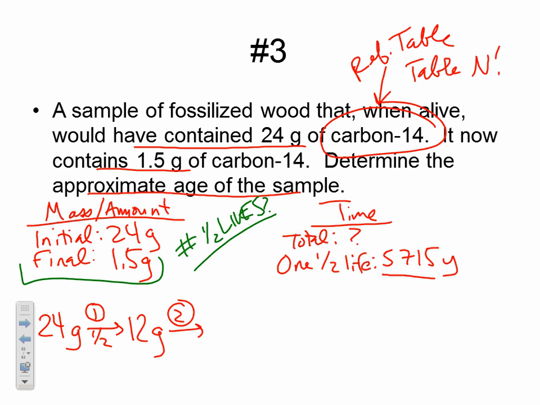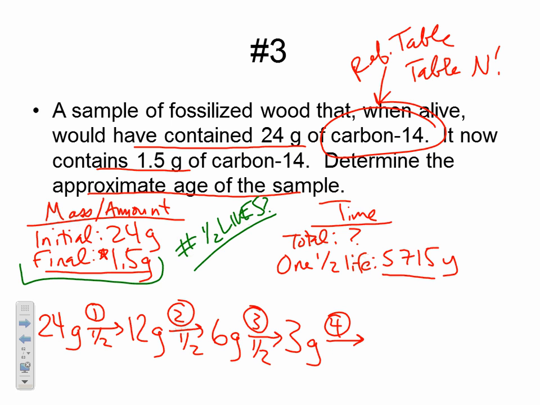So what about 2 half-lives, meaning take another half of it? Well, I get 6 grams when I do that. Is that the final amount that we have? No, the final amount we have is 1.5 grams, so I'm going to keep going. If it sat for 3 half-lives, then we take half of that again, we get 3 grams. Is that the amount that we had at the end? No, we had 1.5 grams, so we have to keep going.